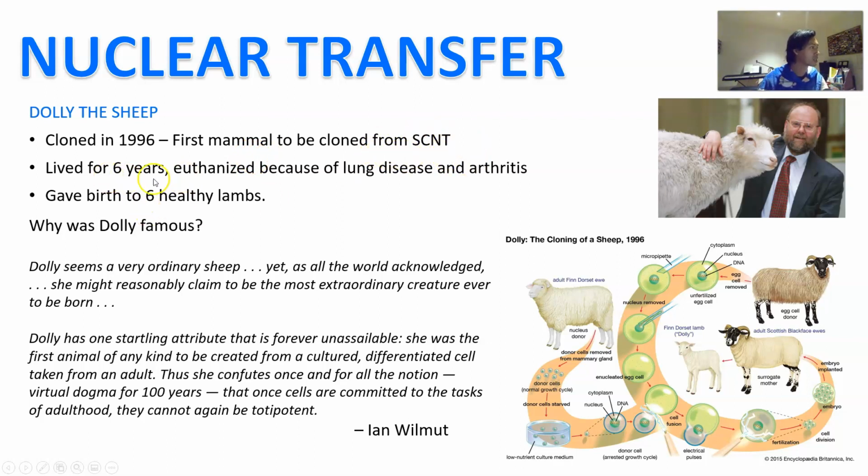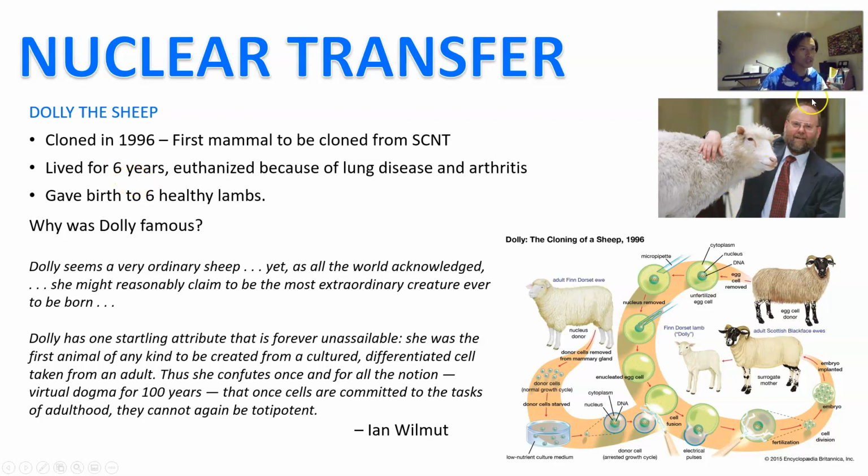Dolly lived for about 6 years and then was eventually euthanized because of lung disease and extensive arthritis, and gave birth to 6 healthy lambs. So by all means, she lived pretty much a full sheep life, if not, actually, maybe not a full sheep life, maybe about half of a sheep life.